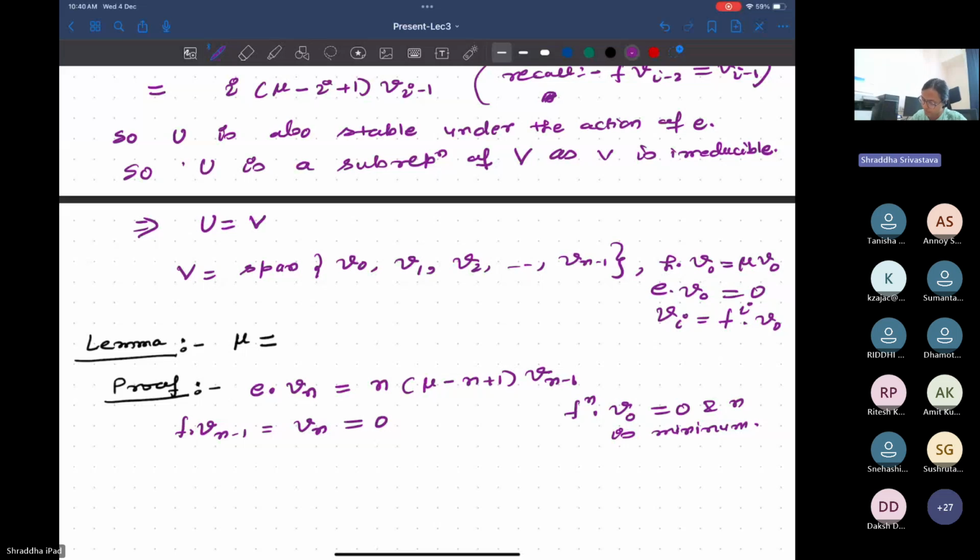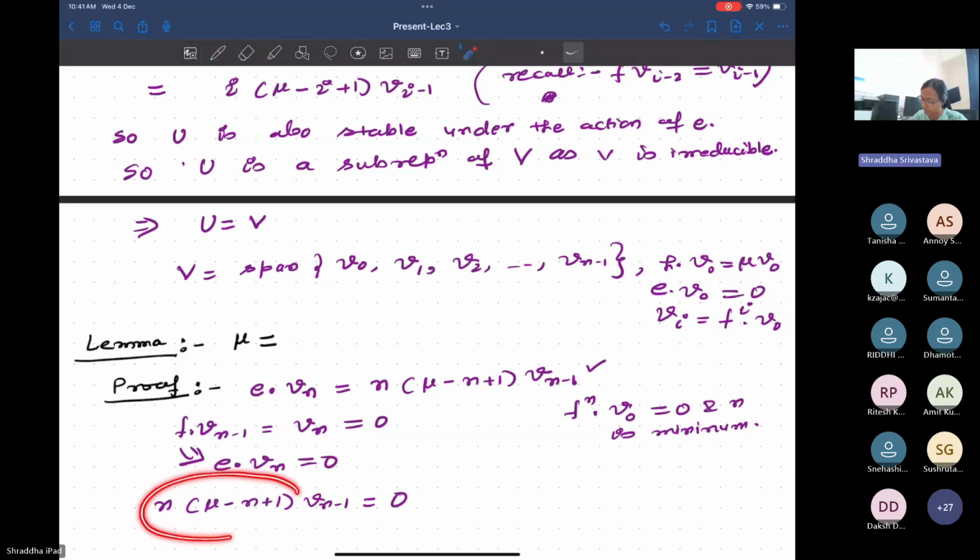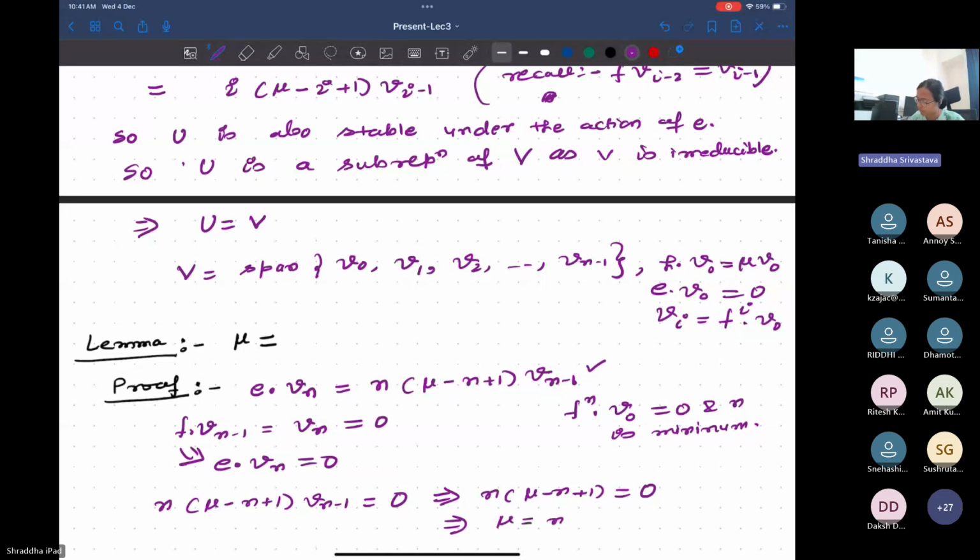Fine. So no matter what, E applied to Vn from this should also be 0. And from what we have discussed previously, we have this. So you equate all of this, you get n times (mu minus n plus 1) Vn minus 1 should be 0. Now this can only happen provided this part is 0, because Vn minus 1 is a non-zero vector, n being minimum. So n times (mu minus n plus 1) should be 0. But n is non-zero, so this says that mu should be n minus 1.